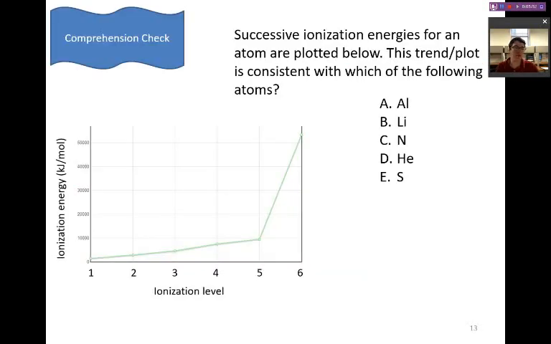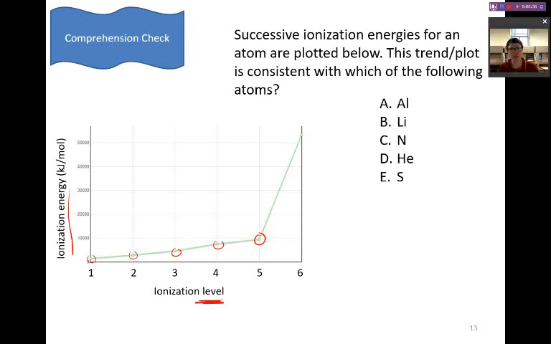We can use this information to be able to identify elements based upon their ionization energy trends. So, for example, we have here a plot of ionization energies, sometimes also referred to as ionization levels, as a function of the number of electrons that we have removed. And what we see here is an increasing ionization energy, and it's somewhat linear, and then we have a very drastic increase after we've removed the 5th electron. So my question for you is, what element would this be?